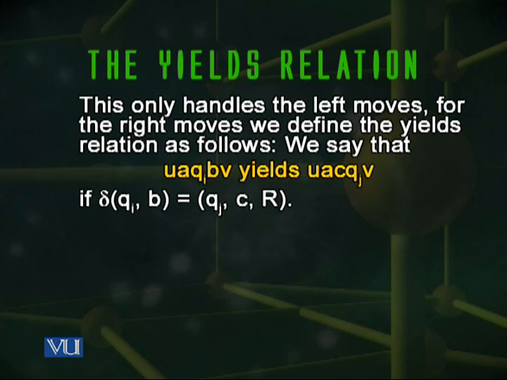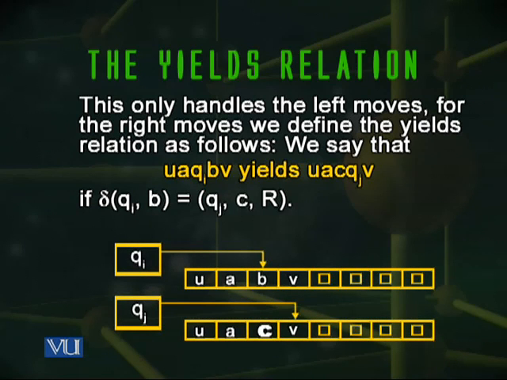This means the delta function is saying that if the machine is in state QI and reading the symbol B, it should move into the state QJ, replace the symbol by a C, and move to the right. In this case, U, A, QI, B, V will yield U, A, C, QJ, V. As you can see, the machine has moved one step to the right and replaced the cell which contained a B with a C. Let us see a picture of what is going on here.